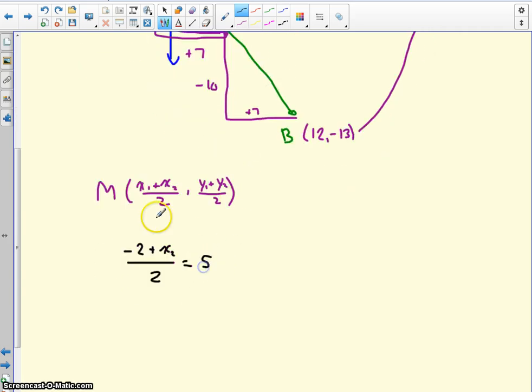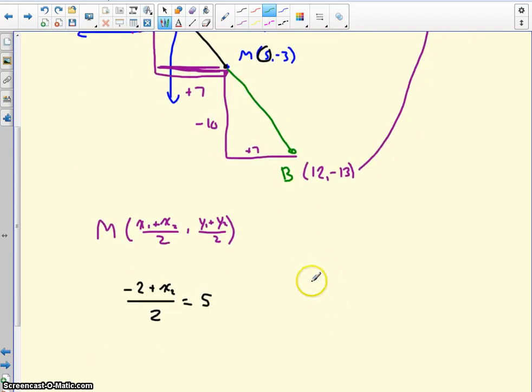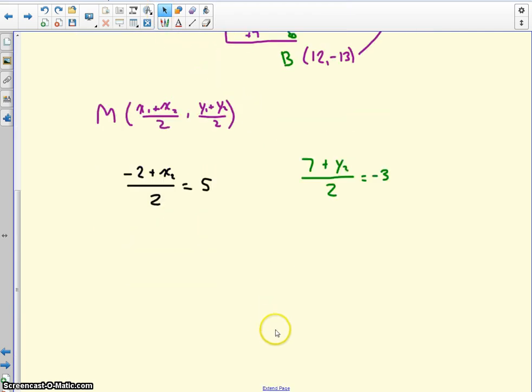So just to recap here, from one endpoint I got an x value of -2. I add that to some value that I don't know, and divide it by 2 to give me the middle x value, which is 5. This is an equation I can actually solve for x2. I can create a different equation here for y. So my first y value is 7. So 7 plus some unknown y value from point B, divided by 2, gives me a y value for the midpoint of -3. So I can solve both of these equations.